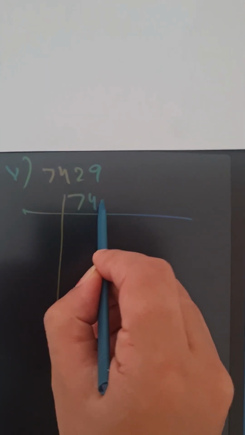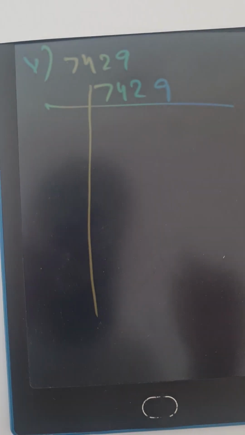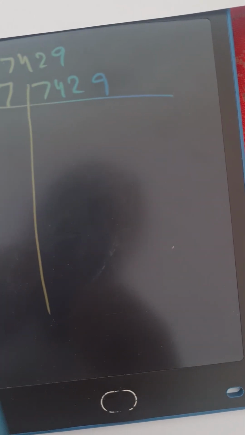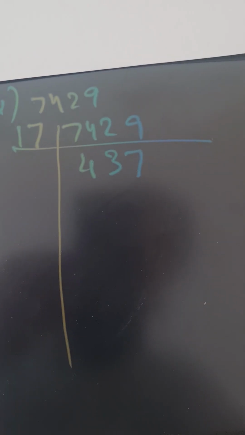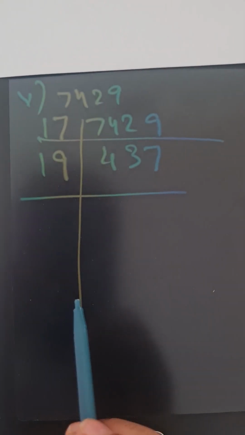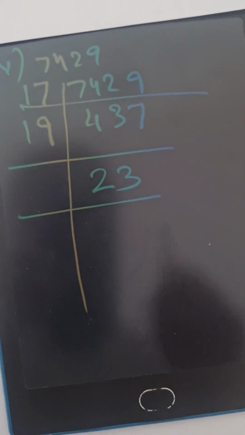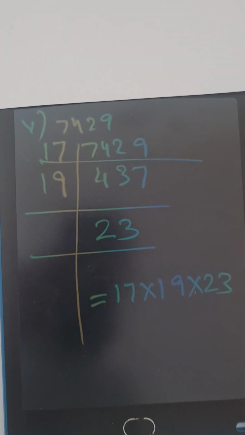Now going to the next number, which is 7429. We can divide this number by 17, and we get 437. Now again divide this number by 19. And this is a prime number, it cannot be divided further, hence 7429 we write as 17 into 19 into 23. This is the prime factorization of the number 7429.